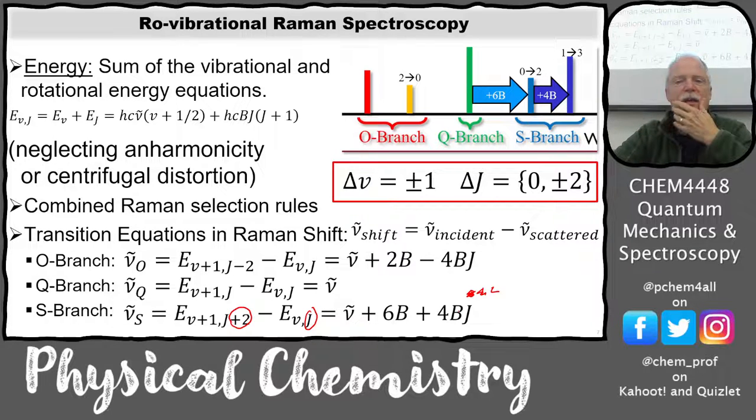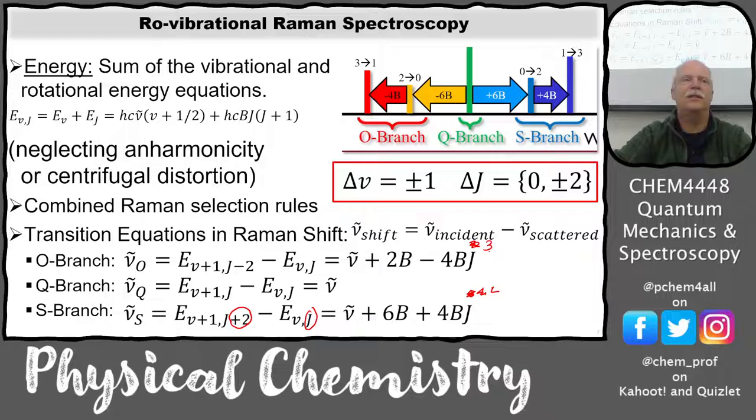Let's look at the O branch. If we put a 2 in here, it's the vibrational frequency plus 2B, but minus 4B times 2, which is 8. So plus 2 minus 8 is still a change of 6. So it goes down, minus 6B, lower than the vibrational frequency. Then when we put in a 3 for the next one, it goes up 2 and down 12. So the difference is 10, which means it shifts over by another 4. So 6 and 4 is 10.